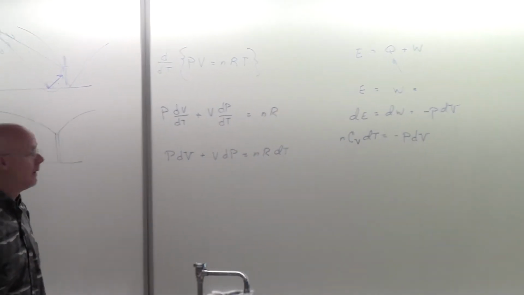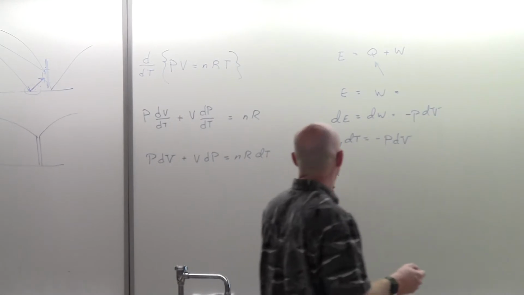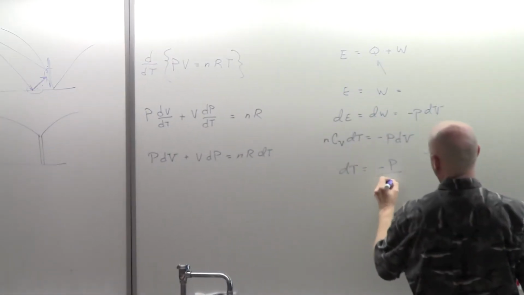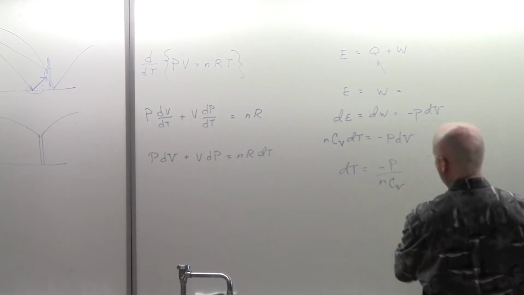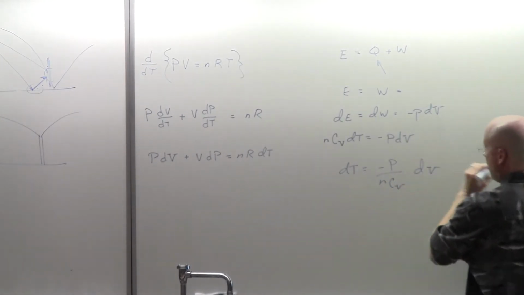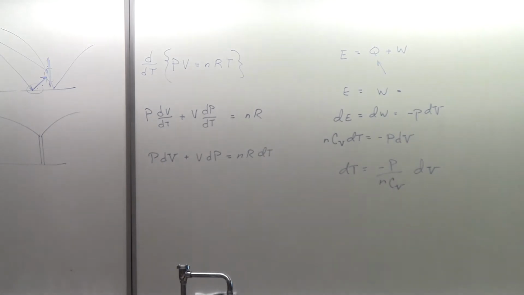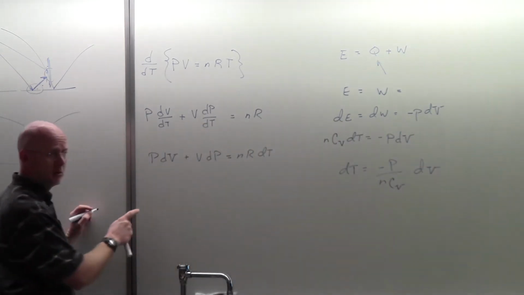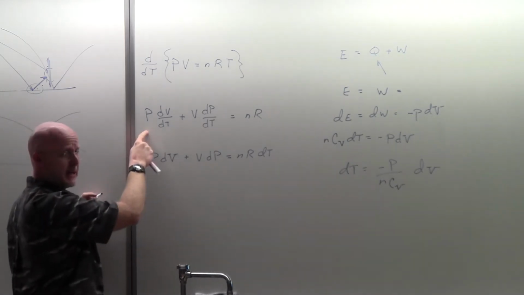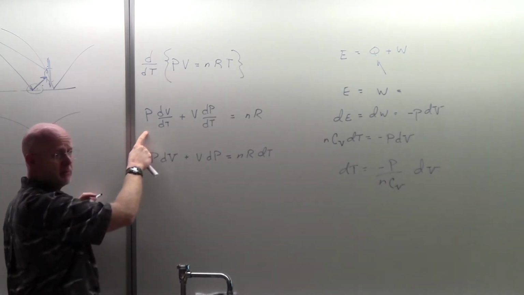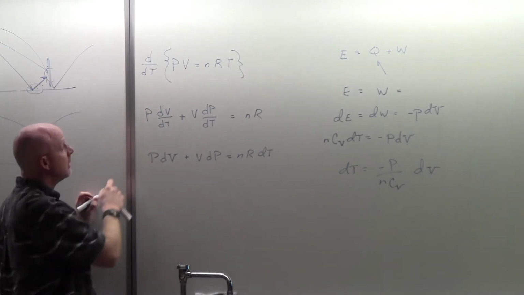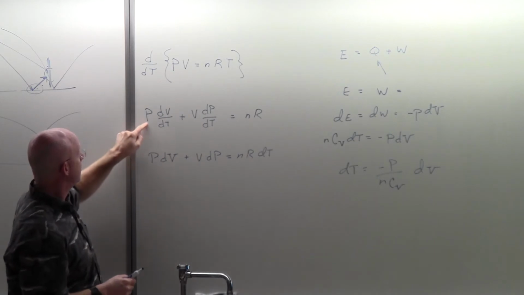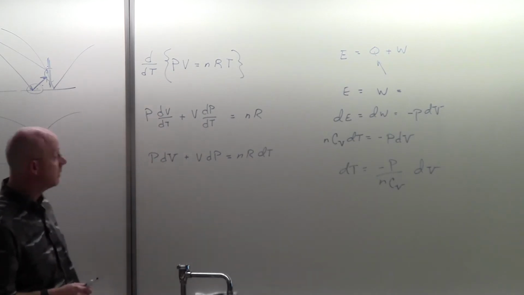How does differentiating PV equals nRT make P dV plus V dP equals nR dT? Well, I'm going to take a derivative of two functions multiplied together. Product rule. Oh, product rule. Yeah.